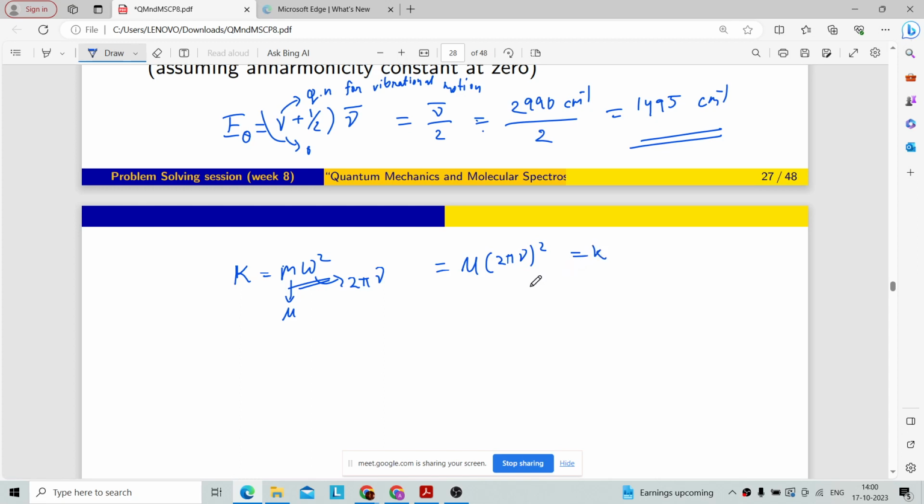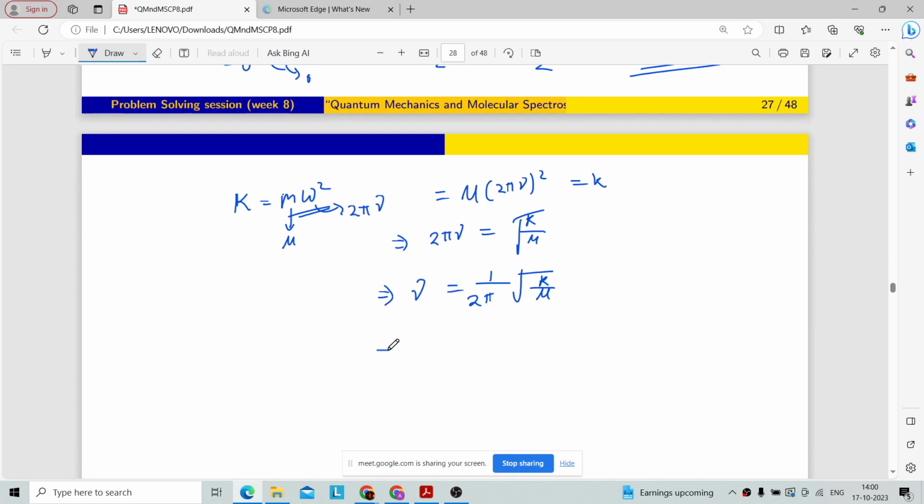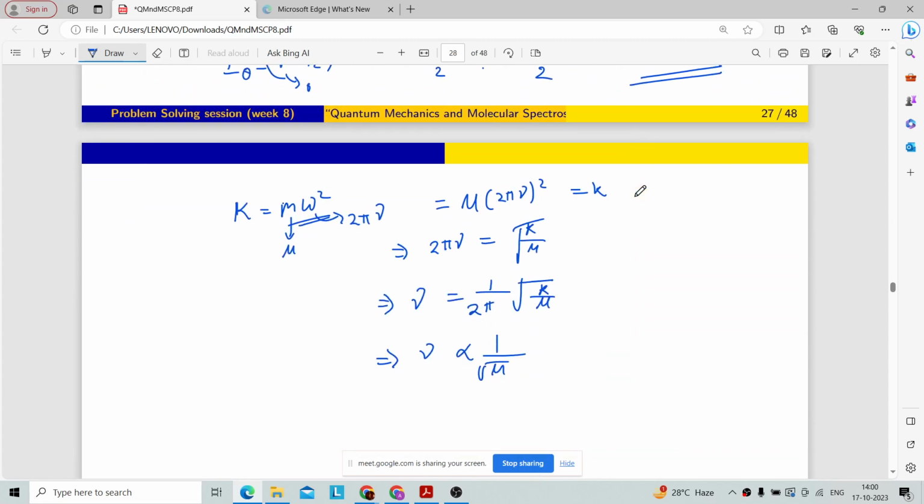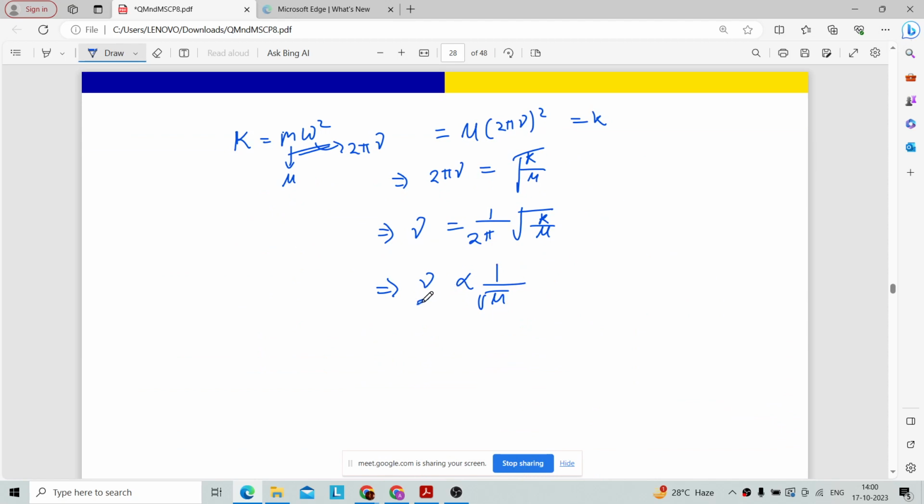Okay. Now what can we do? We can write it in terms of this frequency. (2 pi nu) square equals k over mu, or nu will be 1 over 2 pi times root over k over mu, right. Now what do we observe? We observe this frequency is proportional to 1 over root mu. Here this frequency is given as x, so let's say this is x.